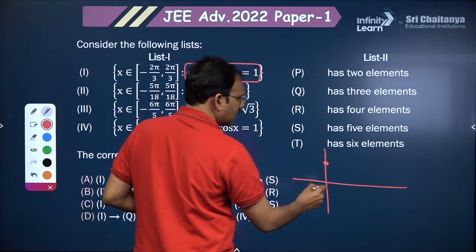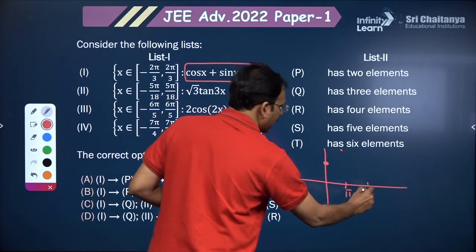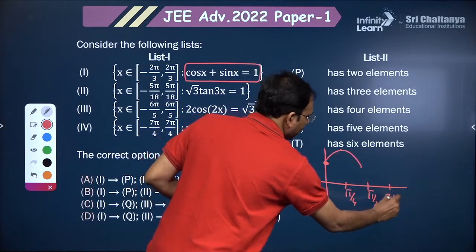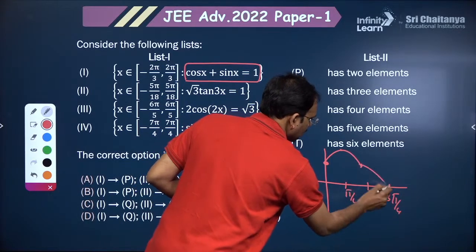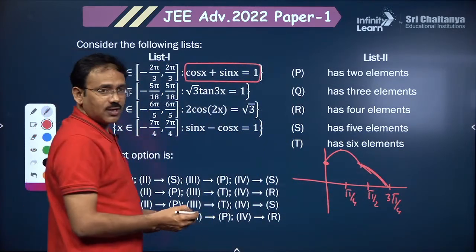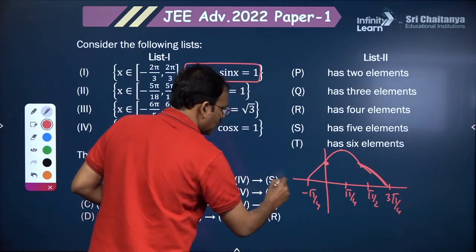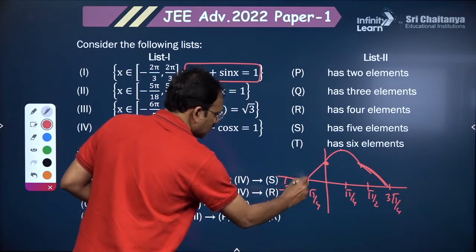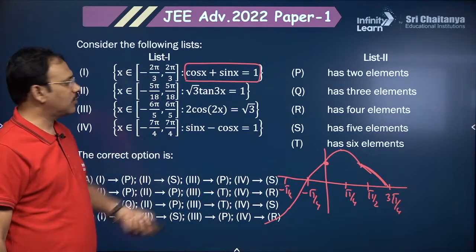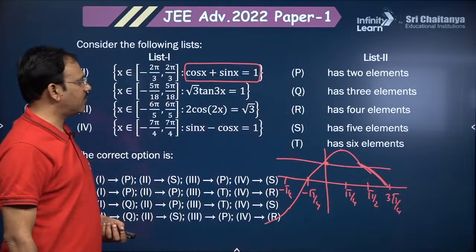At 0 it is 1, at pi by 4 it is going to be root 2, at pi by 2 it is going to be again 1, and at 3 pi by 4 it is going to be 0, like this. So, this graph I know, if you take minus pi by 4 it is 0, minus pi by 2 this is down, and again root 2. This is the graph approximately from minus 120 to 120. Equal to 1 will have exactly 2 solutions, dear friends.